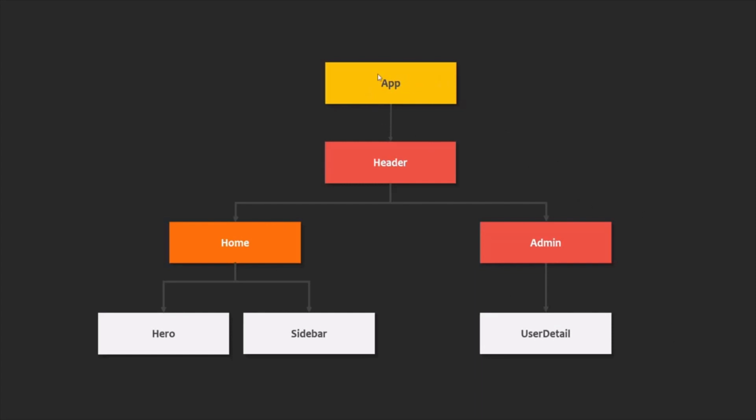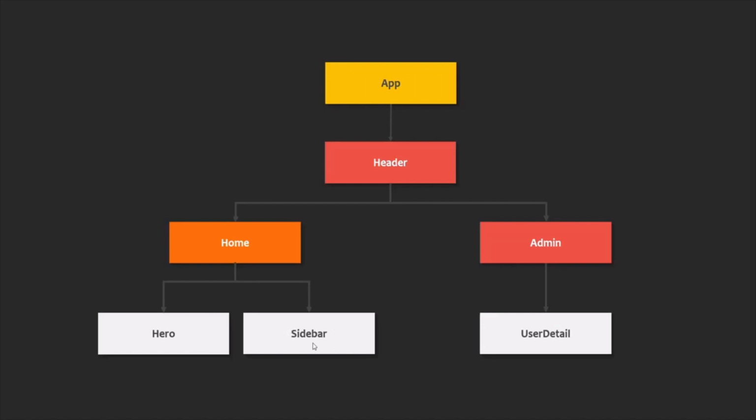At the top, we have app component. In that app component, we have header component. This header component has two child components, the home component and the admin component. And then the home component has two child components, hero component and sidebar component. And this admin component has one child component, this user detail component. Now we will talk about this admin component and user detail component in a future lecture of this course. Let's now focus on this header component and also on the hero and sidebar component.